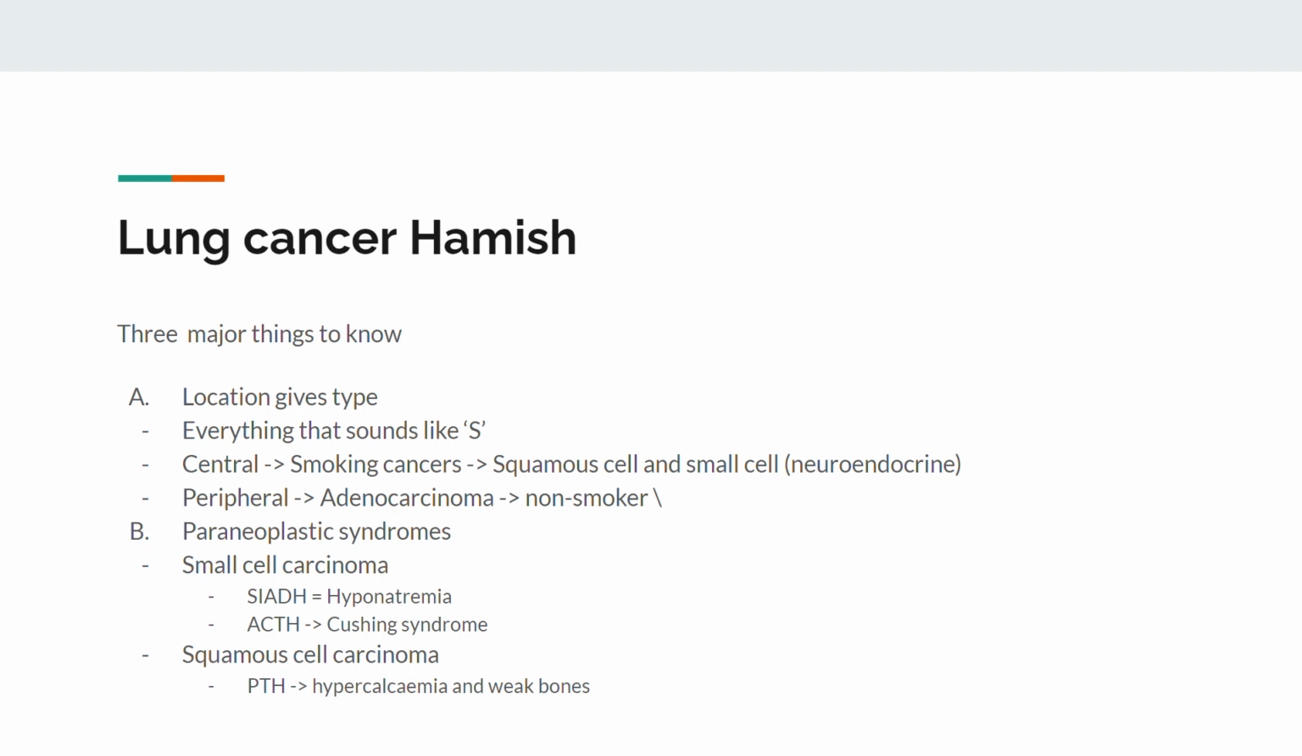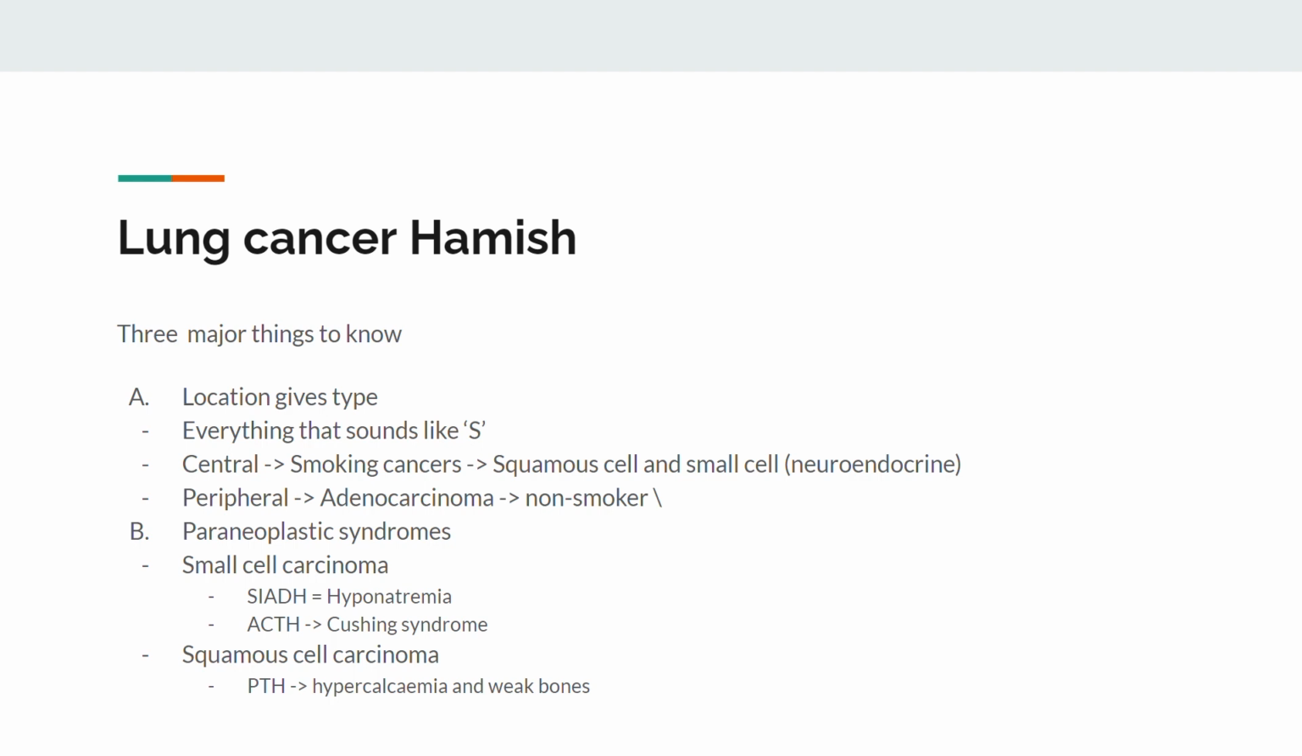Now, we're changing tack completely from obstructive diseases. We're going to now talk about lung cancer. There are only 3 major things you need to know about lung cancer, and this mostly comes up in pathology. So I've got some pathology slides in a moment. You don't really need to know how these cancers form or what their complications are. What you need to know is honestly these 3 things that I'm going to talk about.